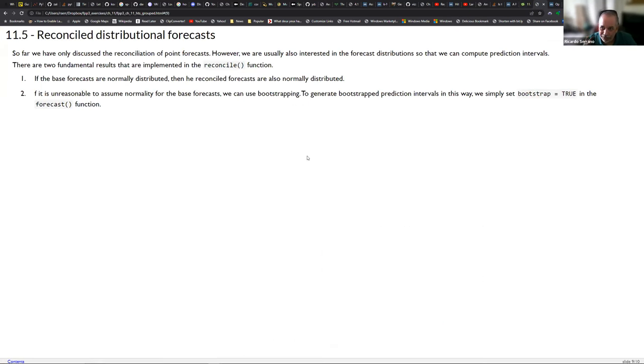Now, if the distribution of that forecast, you can assume that it's not normal, in other words, it deviates from normality, it's skewed or whatever, then we can use what is called bootstrapping, because when we bootstrap, we basically generate mean samples that are going to follow a normal distribution, correct? That's the central limit theorem. So to generate the bootstrap prediction intervals this way, we only have to set that argument in reconcile, set it up to bootstrap true.